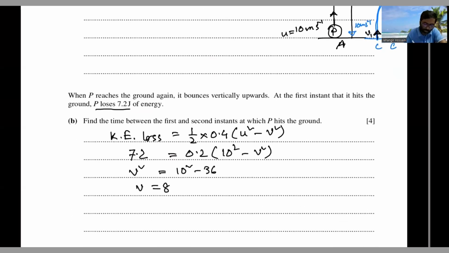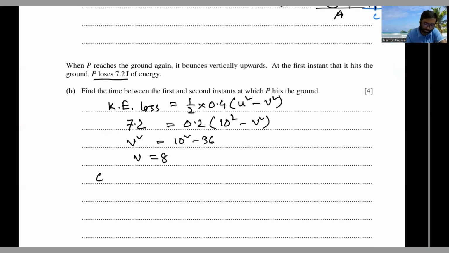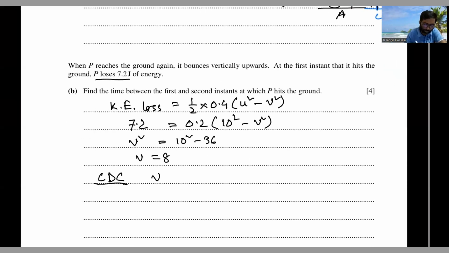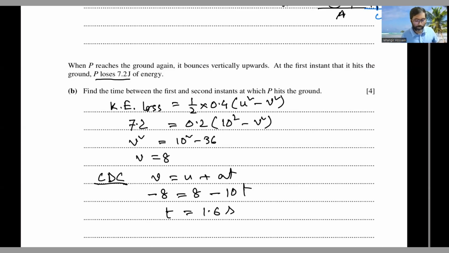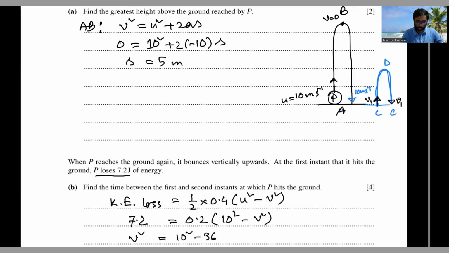So for the second part, if we apply v equals u plus at, in that case v is minus 8, u is plus 8, a is minus 10, into time t. The time is 6 seconds. That's the time between the first and second instant at which we hit the ground. Okay, that's part B of question number 2.